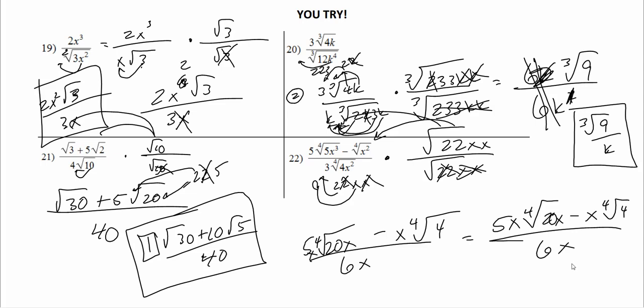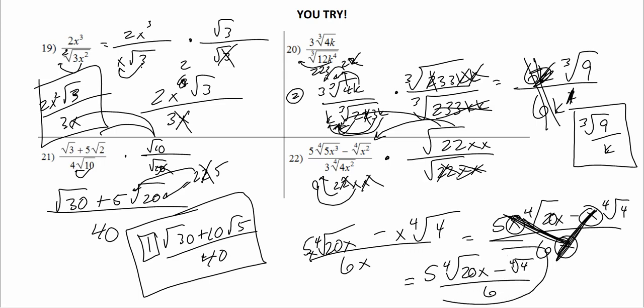I'm not done. I remember I said that was the final answer. Well, I lied. Okay, I'm not done. Technically, all of these have an x on the outside of my roots. This has an x here, has an x here, has an x here. So that means I can cross them out. So here's my final answer. I won't lie this time. I'm right. This is my final answer. 5 4th root of 20x minus the 4th root of 4 over 6. And that is your final answer there.